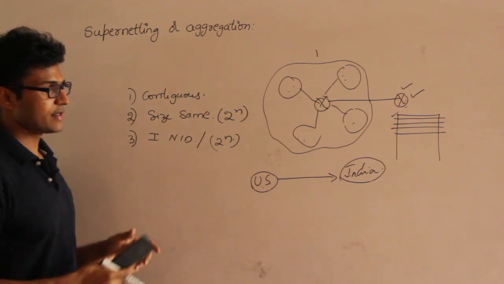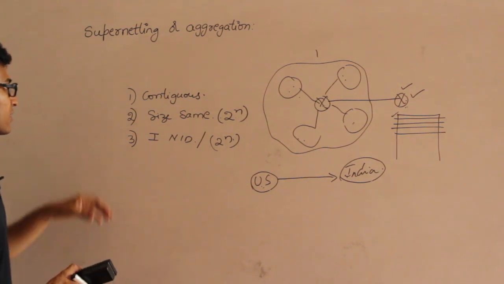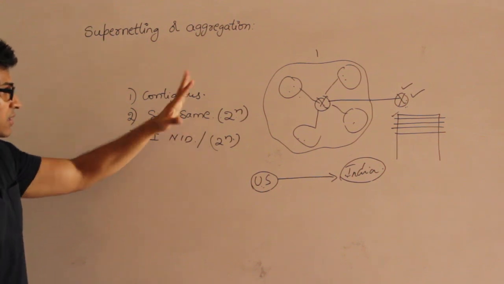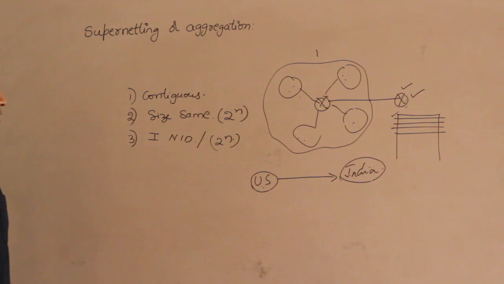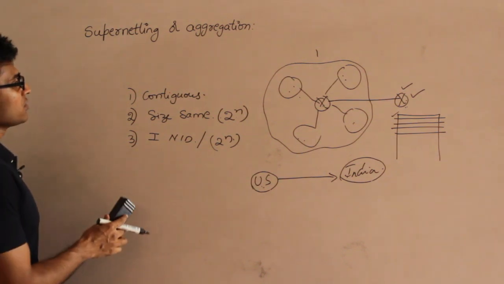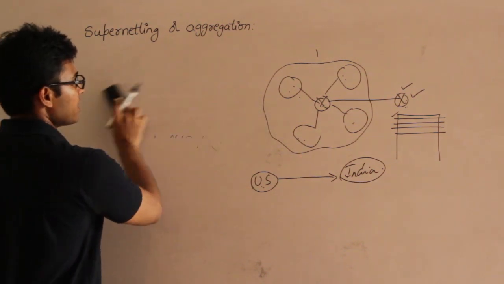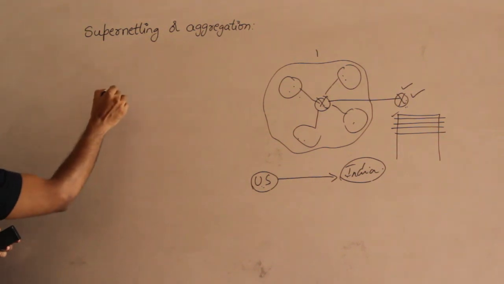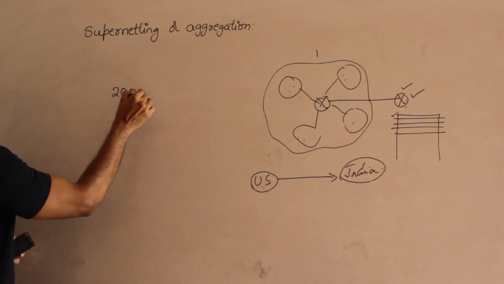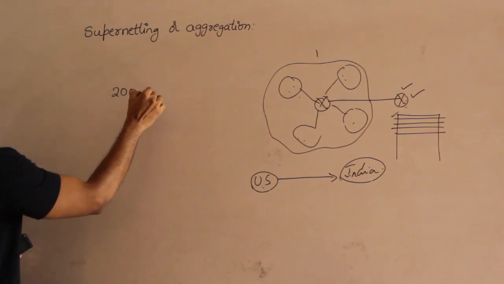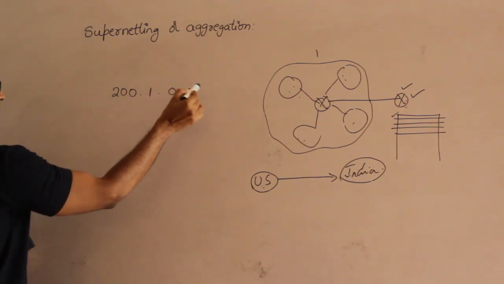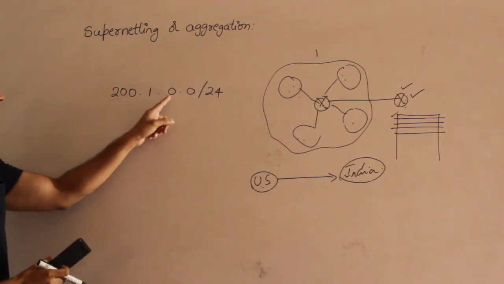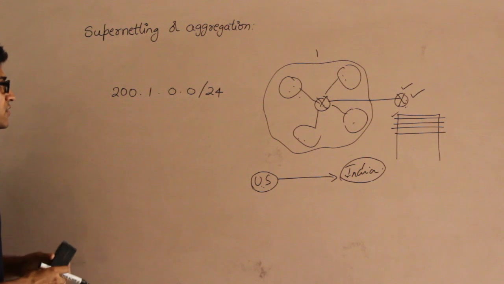These rules are the same as the CIDR rules which we have seen, right? They have to be contiguous, they have to be a power of 2, and the first IP address should be divisible by the total number of addresses. If you want to check why it is so, I'll take an example and explain. See this, 200.1.0.0, let us say it is /24. /24 means the first 24 bits are network ID and the next 8 bits are host ID.